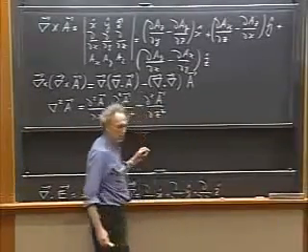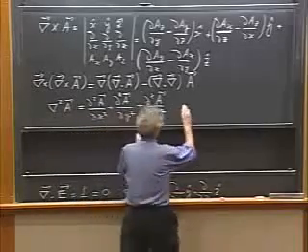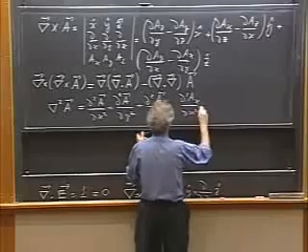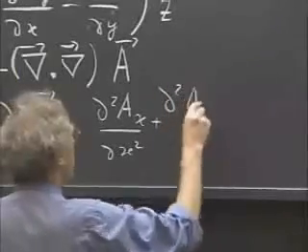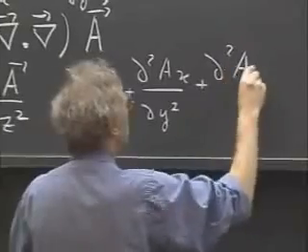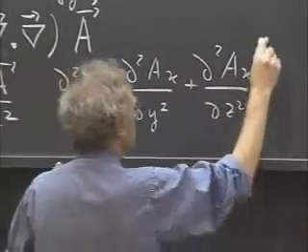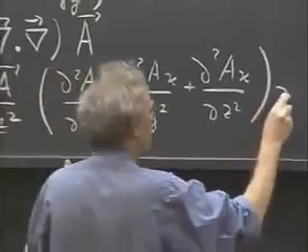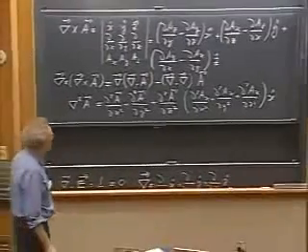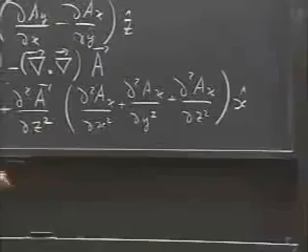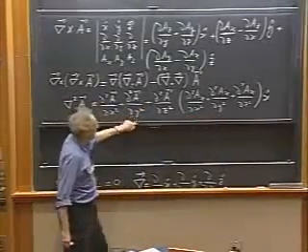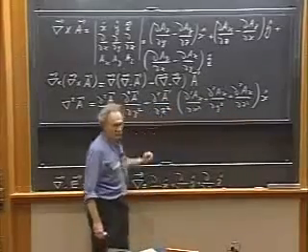So I will only do the component in the x direction, which then becomes d2Ax/dx squared, plus d2Ax/dy squared, plus d2Ax/dz squared, and that is then the component in the x direction. And there's also one in the y direction, and there's one in the z direction. This first term comes from this one, the second term comes from this one, and the third term comes from this one.